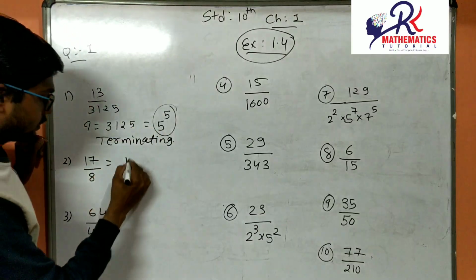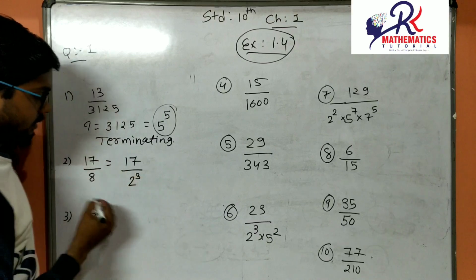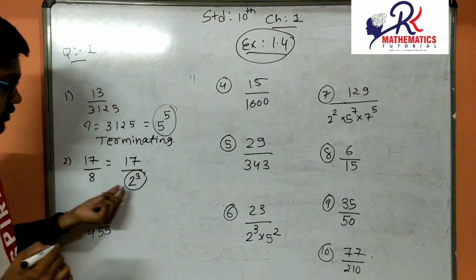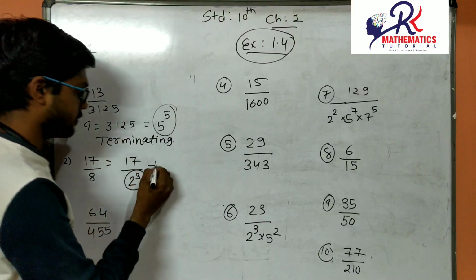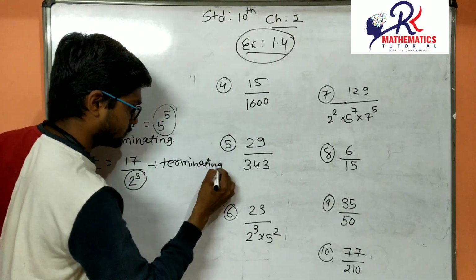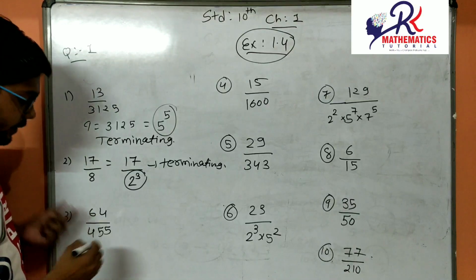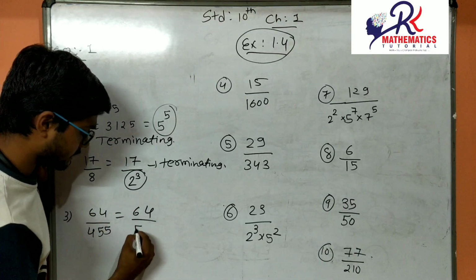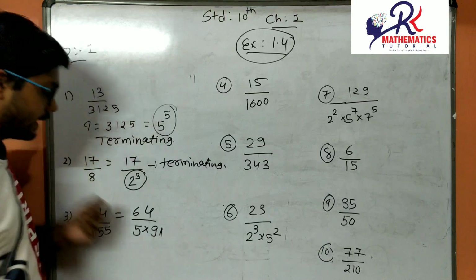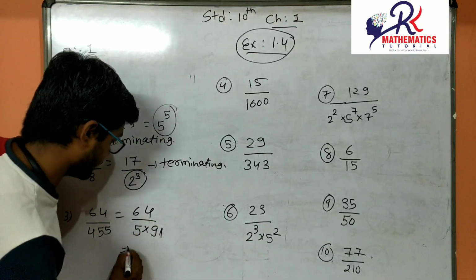Now the second one, here 8 is given, so it is 2 power 3. Here also it is a multiple of 2, so it is also terminating. Now the third one is 64 upon 455. So we have to factorize. When we factorize, it is 5 into 91. Here 91 is not a factor of 5 or 2. So it is a non-terminating decimal expansion.